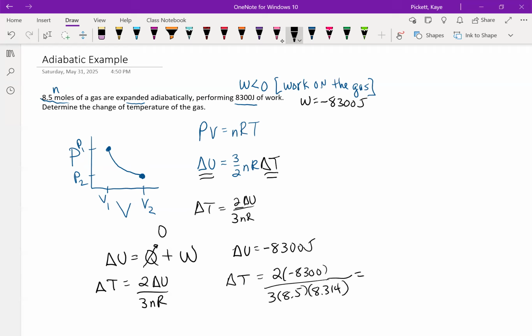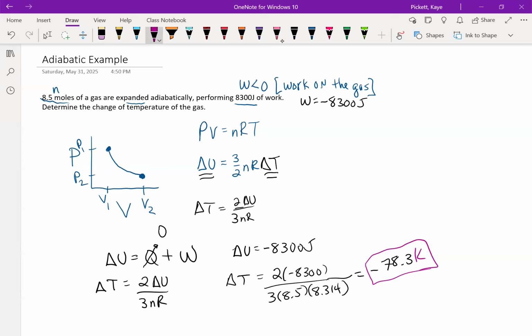And I get 78.3. So it's going to be negative 78.3 joules. Not joules, sorry, that's going to be Kelvin. I have lost my mind here for just a second. So yeah, there should be my change of temperature.